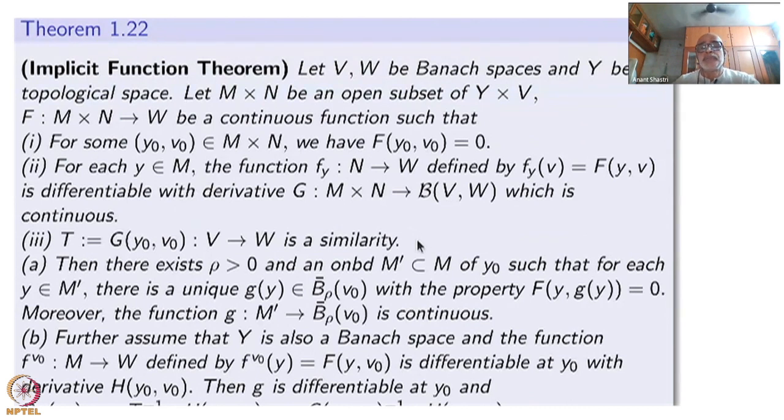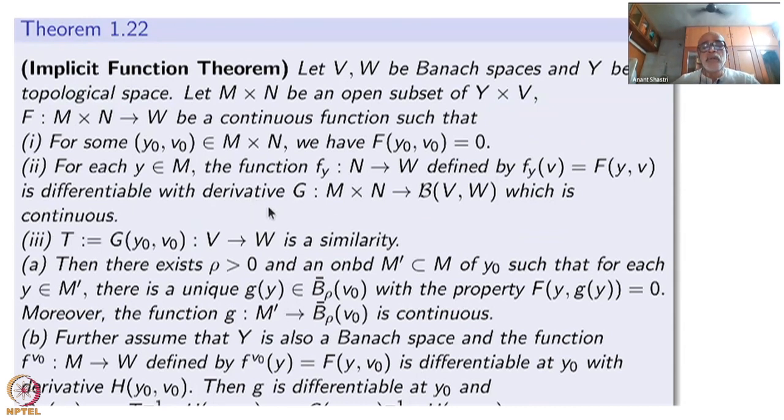V and W are Banach spaces. Y is any topological space. M cross N is an open subset of Y cross V. And capital F is a function from M cross N to W, which is continuous. Then it satisfies three more conditions. What are they? For some point (y naught, v naught) inside M cross N, F of (y naught, v naught) is 0. For each y inside M, the function F_y, which sends v to capital F(y, v), is differentiable as a function from N to W.